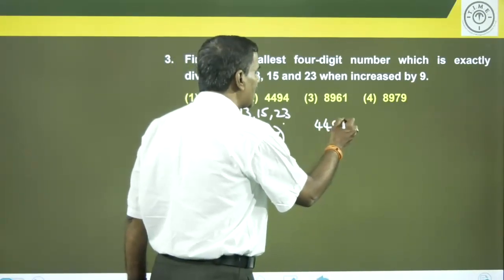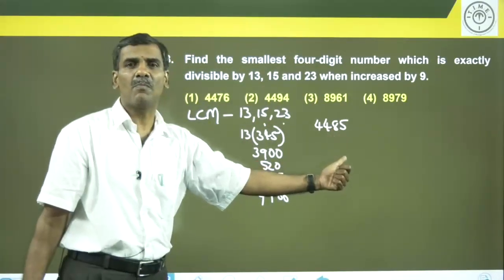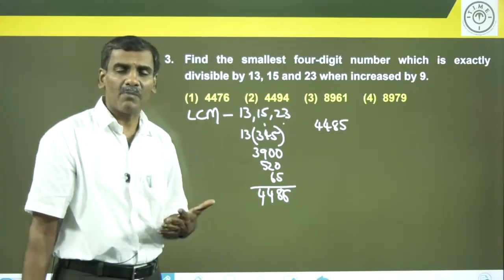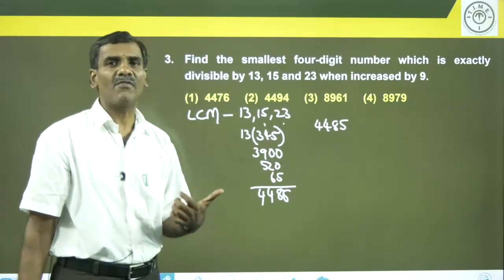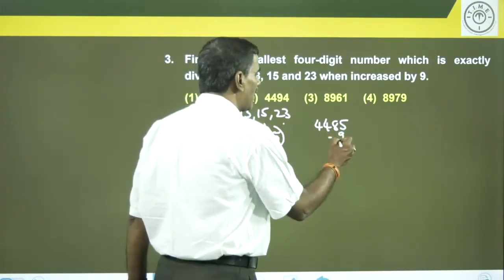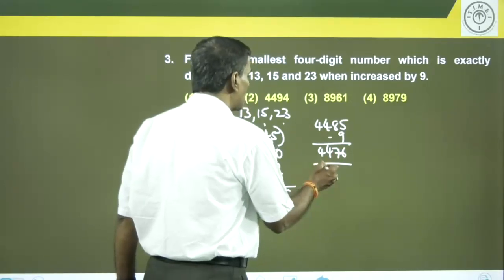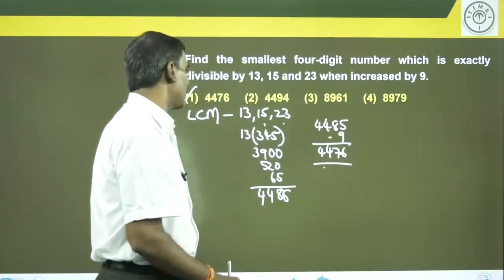But the question is saying that after increasing that number by 9, it should become divisible by those three divisors. That means the original number should be 9 less than the LCM we are getting. So 9 less than 4485 is our answer. So the answer should be 4476. So the answer for this question should be 4476.